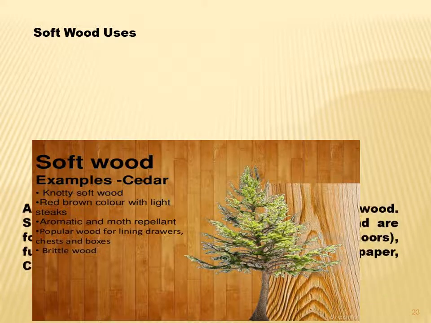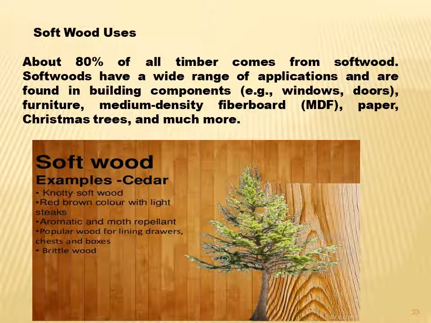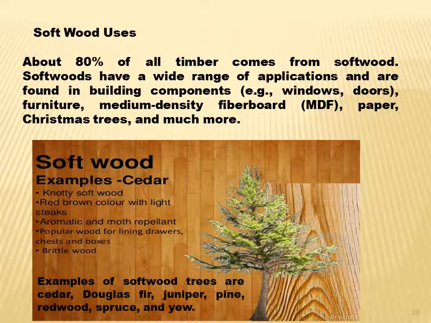Uses of softwood. About 80% of all timber comes from softwood. Softwoods have a wide range of applications and are found in building components, for example windows, doors, furniture, medium density fiberboards, paper, Christmas trees and much more. Examples of softwood trees are cedar, fir, juniper, pine, redwood, spruce and yew.